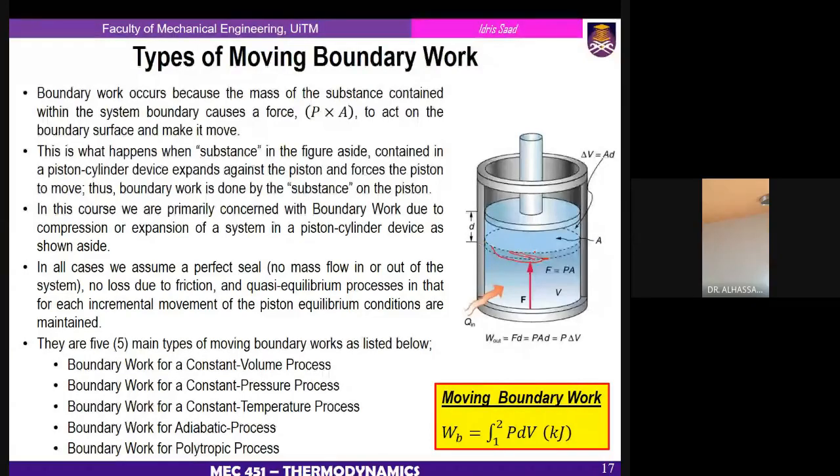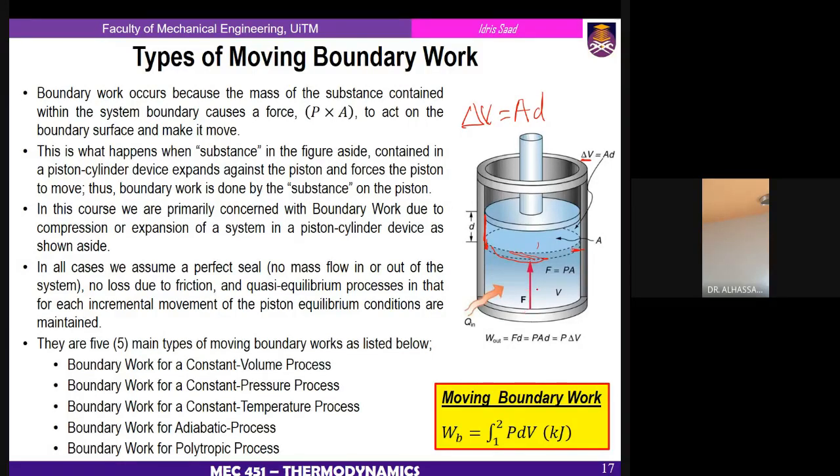Let's consider a piston cylinder in which the initial state of the piston is here. If it moves through a certain distance, d, from this initial volume up to the final volume, then the change in volume, delta V, will be equal to the distance covered times the surface area, which gives us A times D.